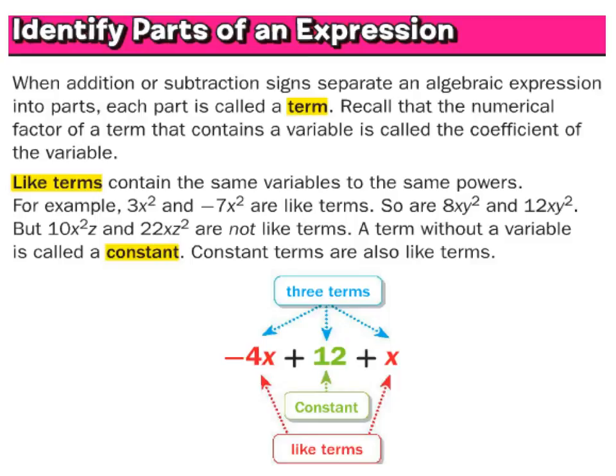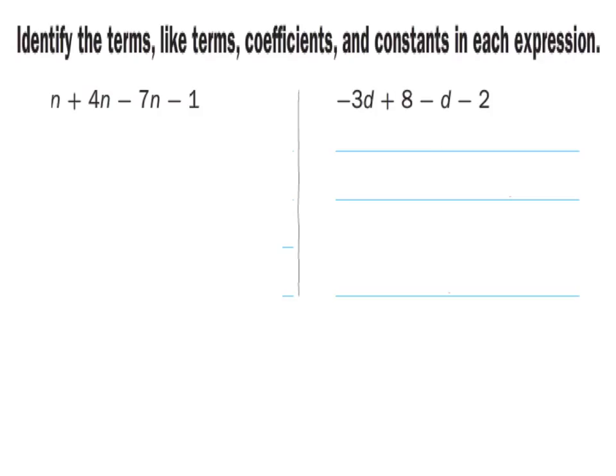Notice they've kind of color-coded these as well. We've got the three terms. Like terms are in red, constants in green. Okay? Constants are just numbers. Maybe that's more simple for you.